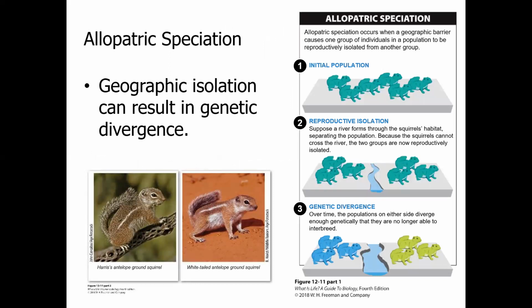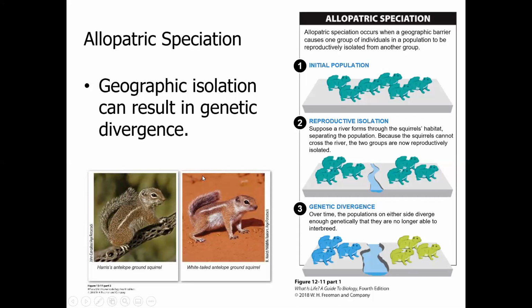So two types of speciation we have. The first one is called allopatric speciation. And the second one is called sympatric speciation. For allopatric speciation, that is when we have some sort of geographic isolation that results in genetic divergence.